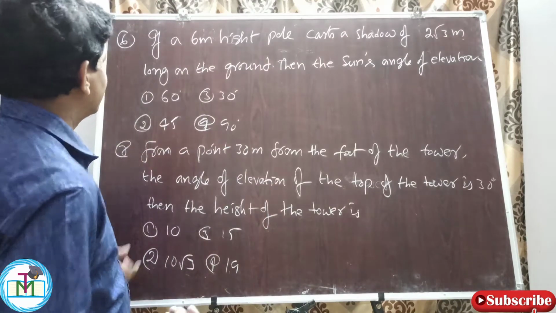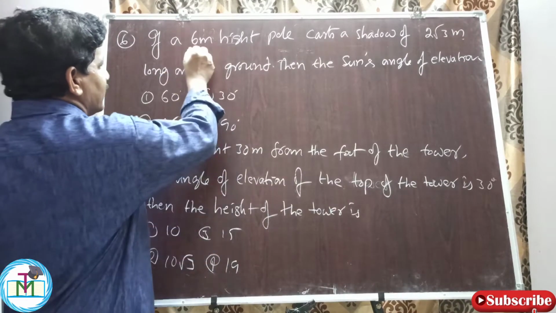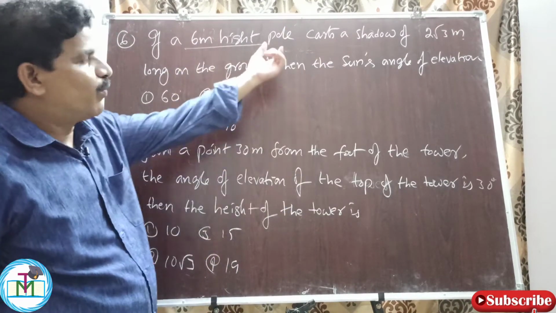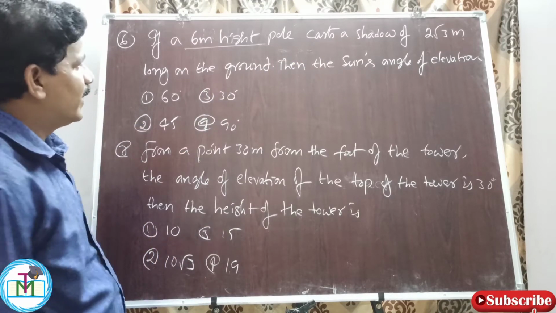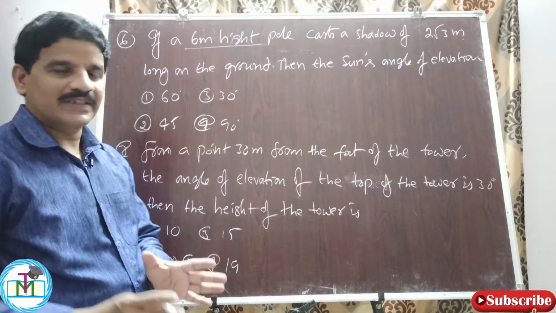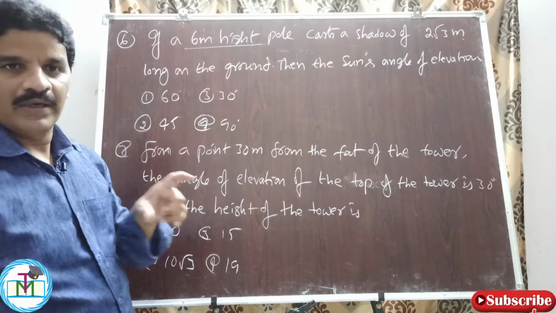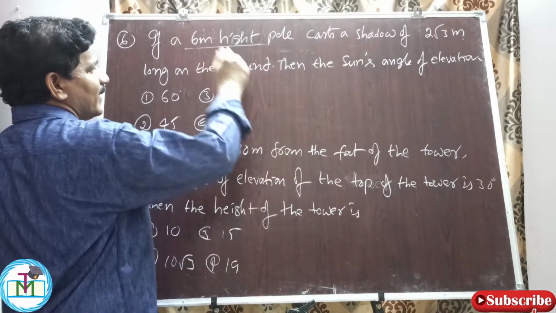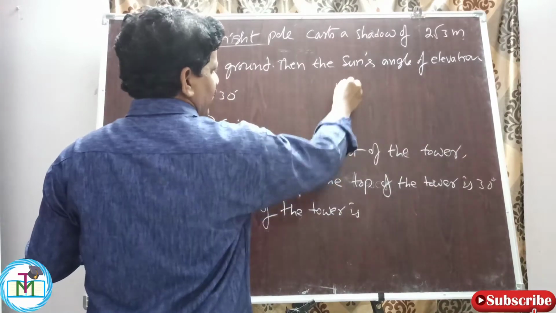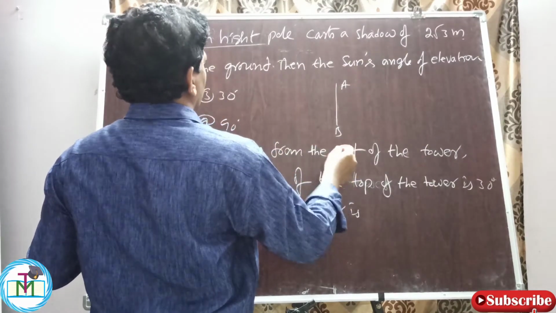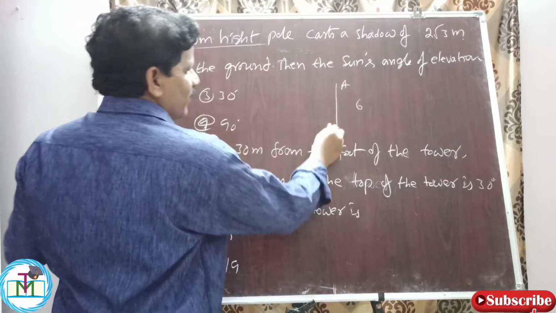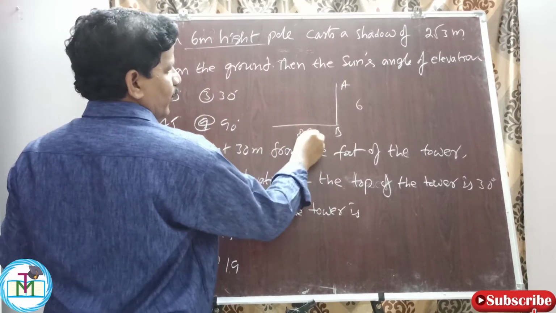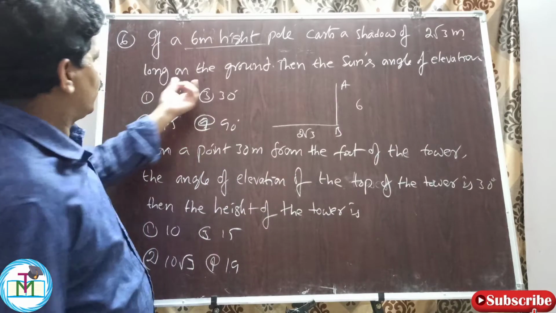Now question number 6. If a 6 meters height pole casts a shadow of 2 root 3 meters. Whenever a shadow problem is given, first we have to draw the picture. So here, a 6 meters height pole. This is AB. AB is a pole of height 6 meters. It gives a shadow of 2 root 3 meters along the ground.